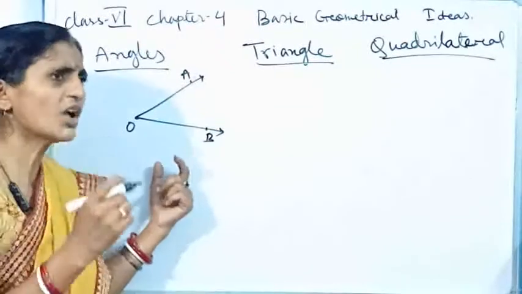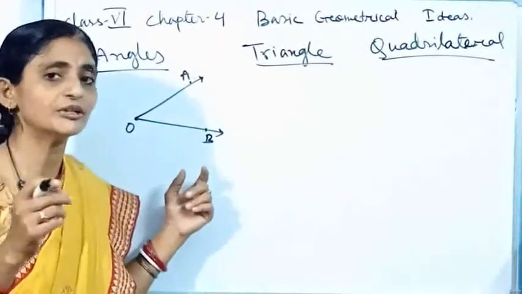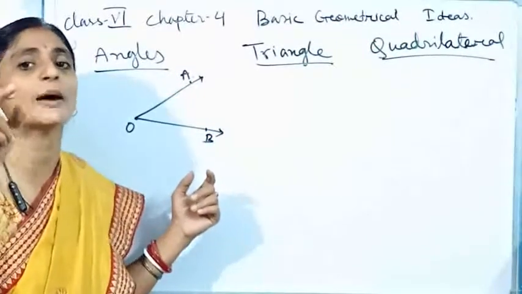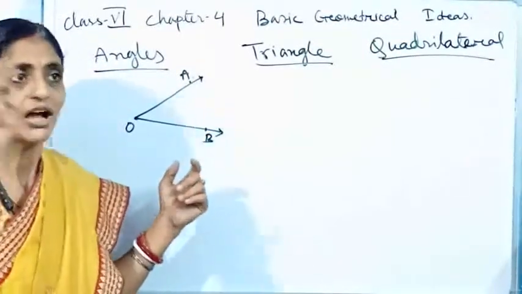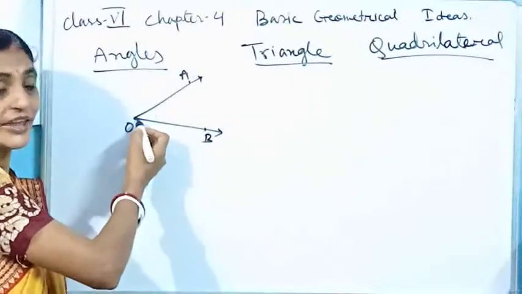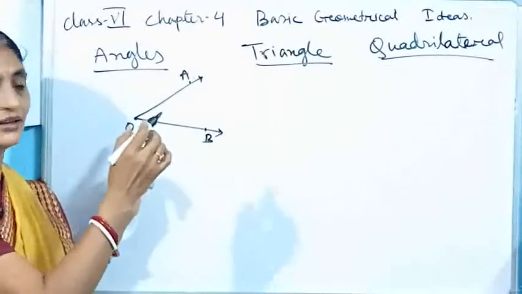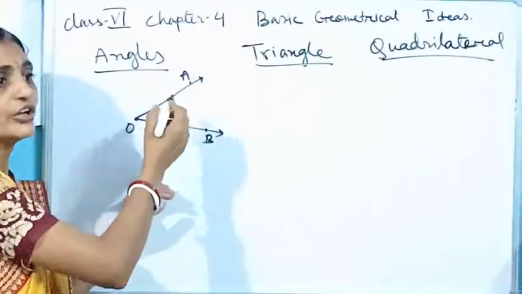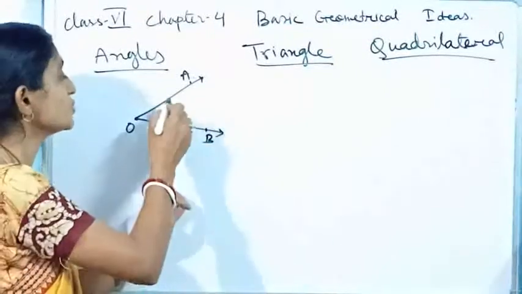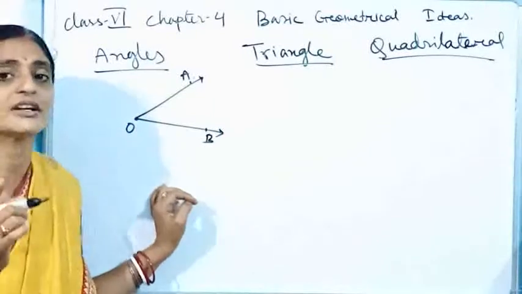Now, how can you name this? We have the freedom to name it, but always the vertex will come in the middle. Here O is the vertex. You can see these two arms, the two rays of this angle, will be called arms, or you can say sides also. These two arms have a common point, that is O. Here this O is the vertex.